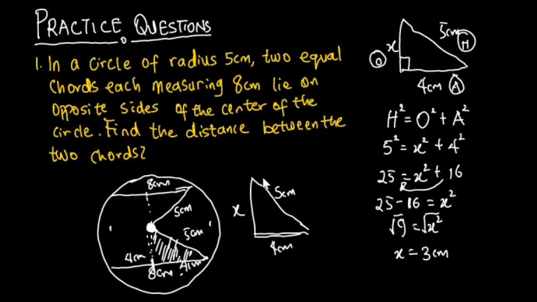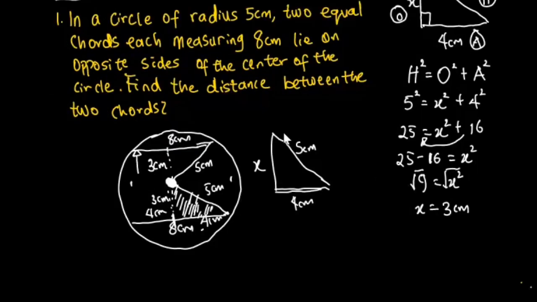So now we have gotten this part. So this part from this center to this end is 3 cm. So automatically, remember, equal chords are at equidistance from the center. So automatically, this other side is going to be also 3 centimeter. So the total distance from here to here will be 3 plus 3, and that will be 6 cm. So therefore, the distance between both chords is what? 6 centimeter. The distance between both chords is 6 cm.